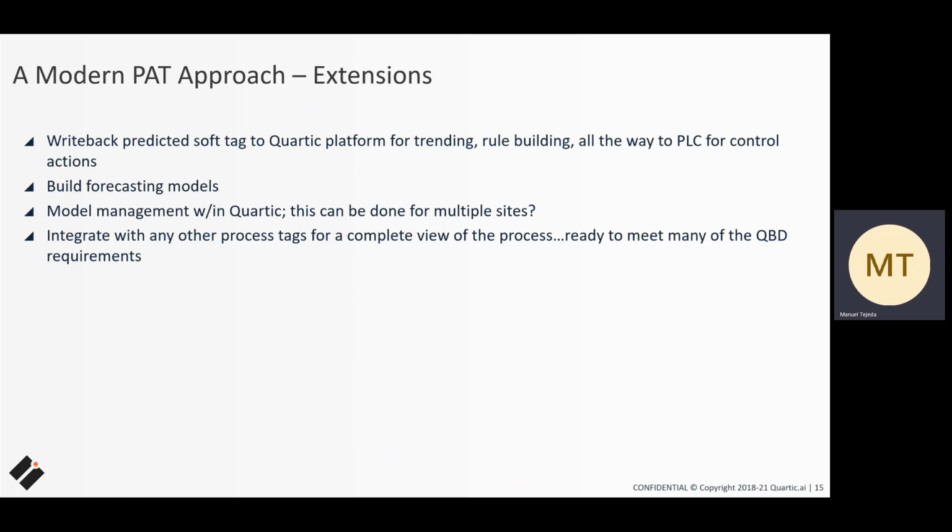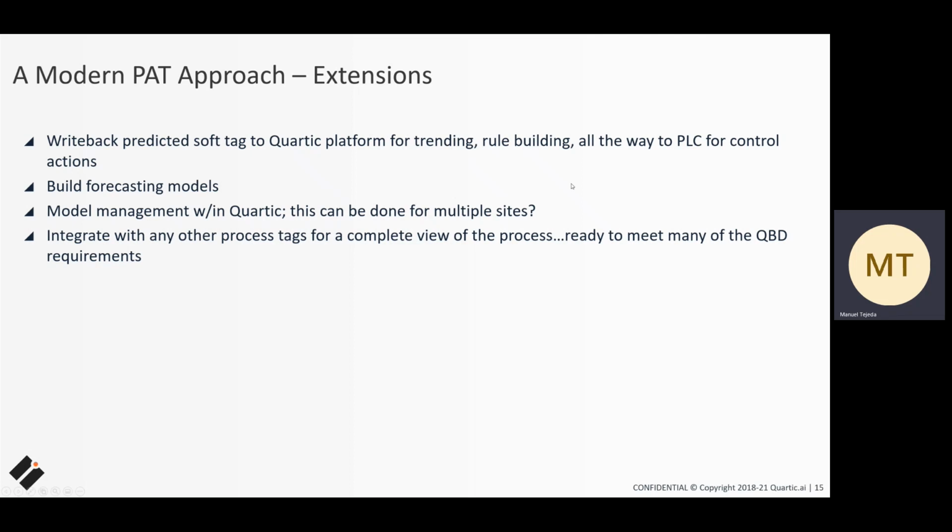And so that brings us to the extensions. This predicted soft tag could be written back to your modern data platform for trending. You could build alarms and thresholds on top of that. You could send it all the way back to a control system to take actions. You can build forecasting models. You can do model management within Quartic, and you can integrate with any other process tags for a complete view of the process.